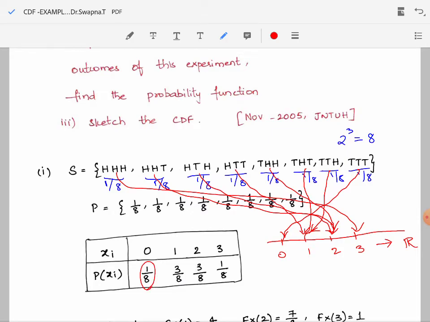And for random variable x at the value 1, which is equal to 3 outcomes, so 1 by 8 plus 1 by 8 plus 1 by 8, that is 3 by 8. For 2, 3 outcomes again, so 3 by 8. And for 3, it is 1 by 8. Only one outcome, which is head, head, head. So the probability is equal to 1 by 8.